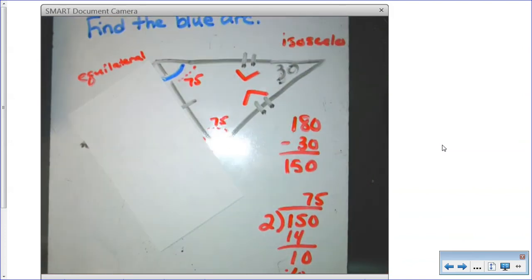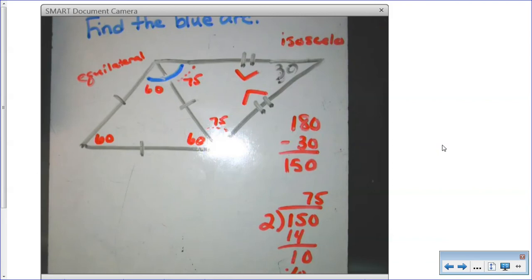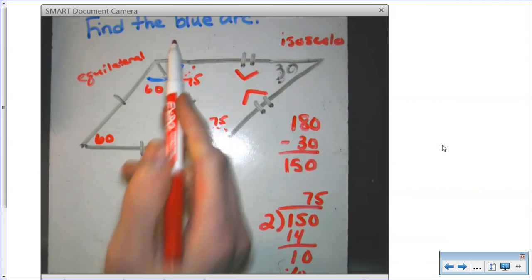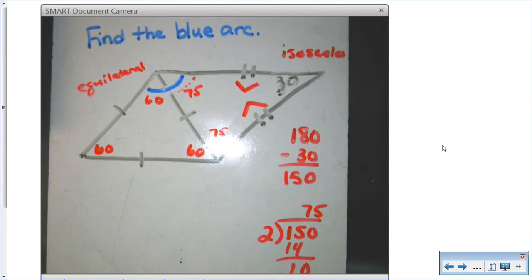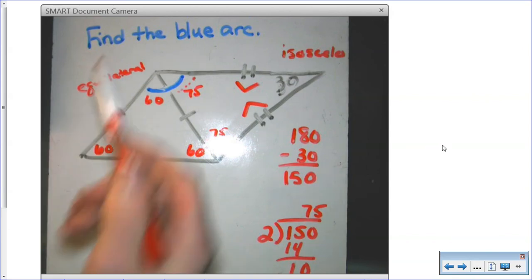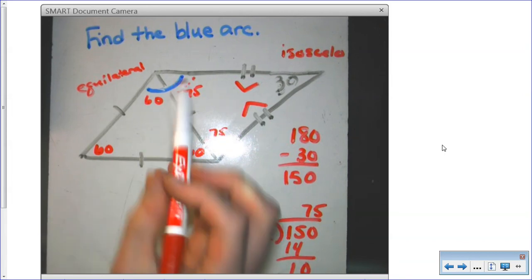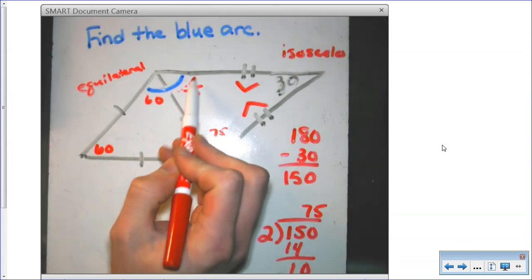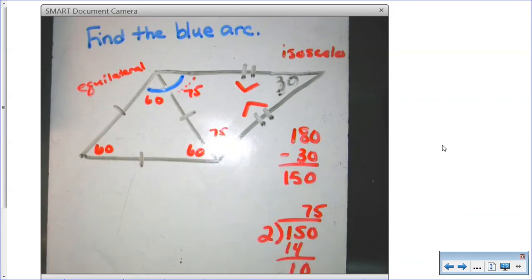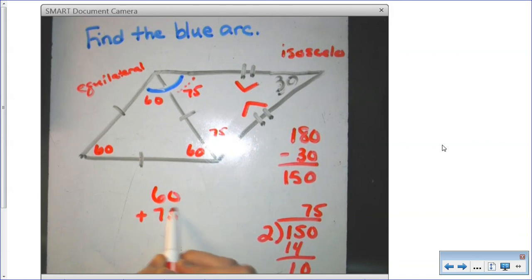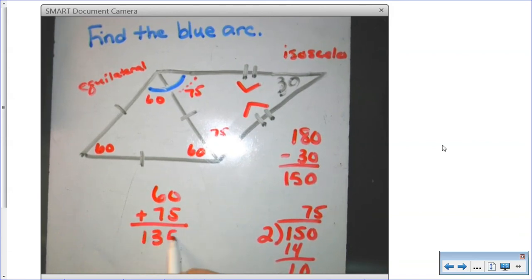Now that I've found all the angles inside here, I need to now figure out the blue arc, because the question here was to find the blue arc. Realistically, they might tell you to find angle A, B, E, or whatever the situation might be. So we're just calling it the blue arc for right now. What is the measure of the blue arc? Well, if I have a 60-degree angle here, a 75-degree angle here, I'm going to put it together and be able to solve for that missing angle. So 60 plus 75, that's 135 degrees. And that will be my missing angle. So that's the blue arc right there.